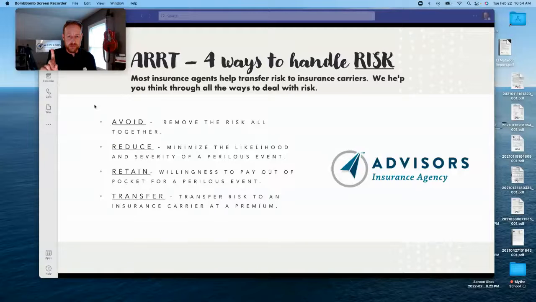But you need to decide, which risks do you have in life or in your business? Which ones are you willing to or can avoid? Which ones can you reduce? Which ones are you willing to retain? And then what is left that you would like to transfer to an insurance carrier at a premium?